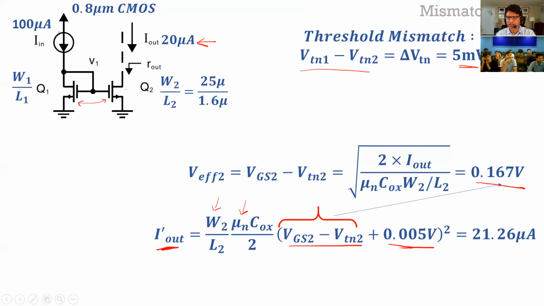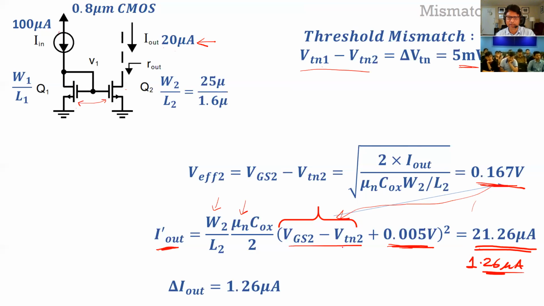You'll get the resultant current. Like for example, in this one I've already calculated. Hopefully I haven't made a mistake. So if you substitute your previously calculated V effective into this and add another 5 millivolt, calculate the new current, this should be your new current, right? Which is 1.26 microamps more than what you would have had if there was no mismatch.